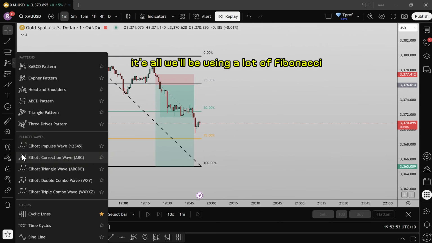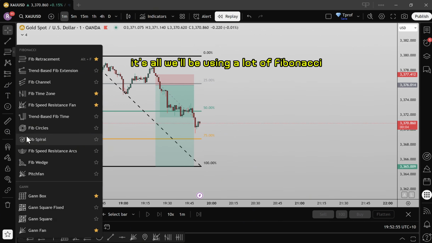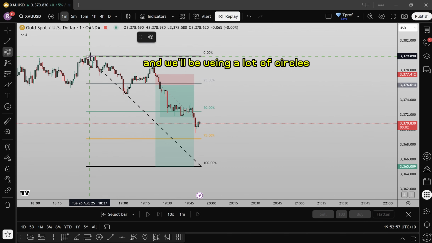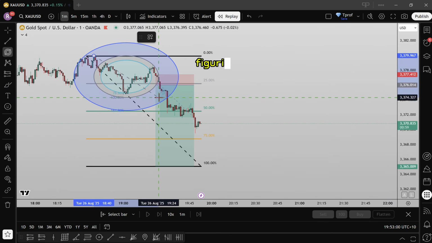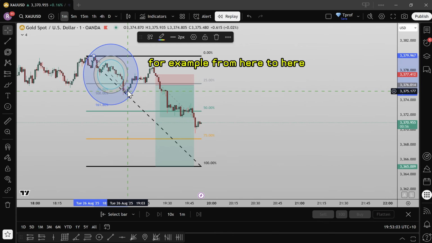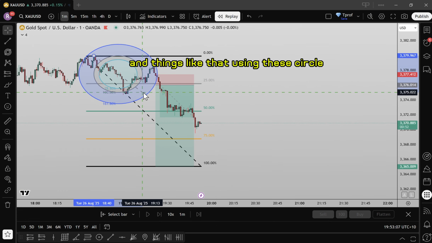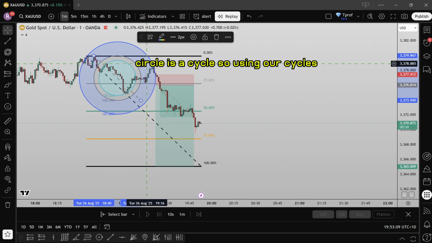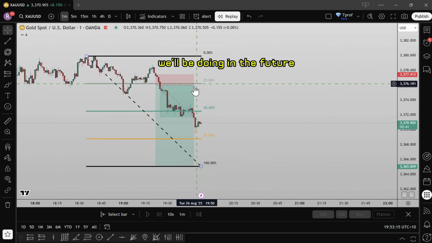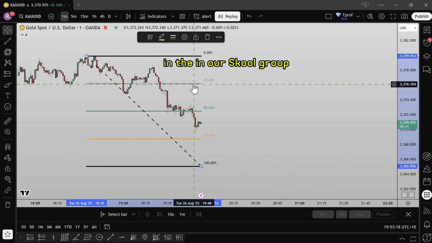We'll be using a lot of Fibonacci's, and we'll be using a lot of circles with these circle structures, figuring out, for example, from here to here, and then figuring out these little turns and things like that using these circles. Circle is a cycle. So using our cycles, we call it time cycles. Common techniques like that we'll be doing in the future in our school group.